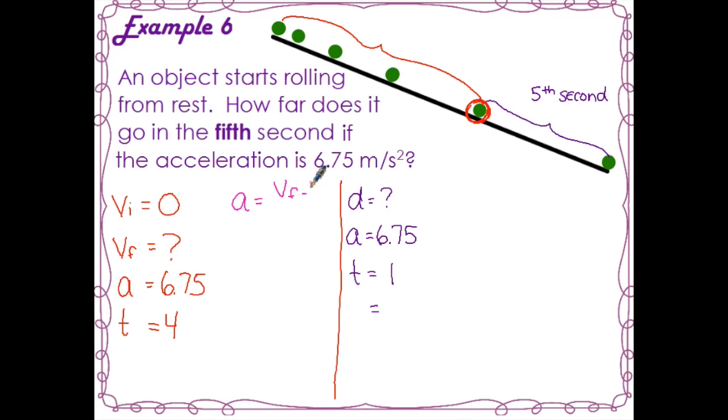I write my equation. I line up my numbers. I'm going to multiply both sides by 4.